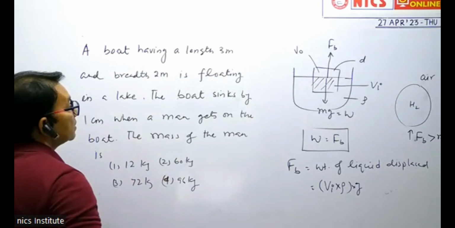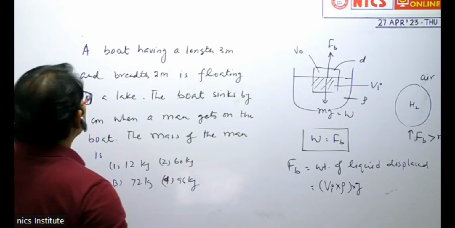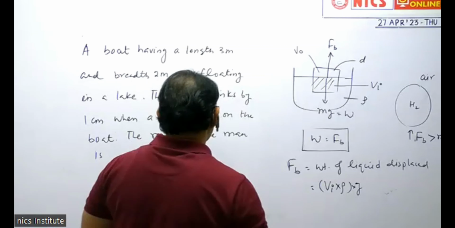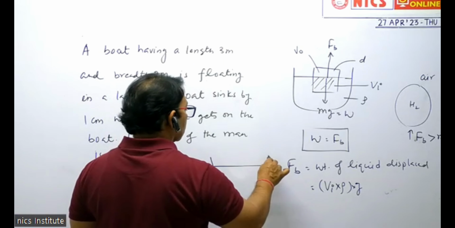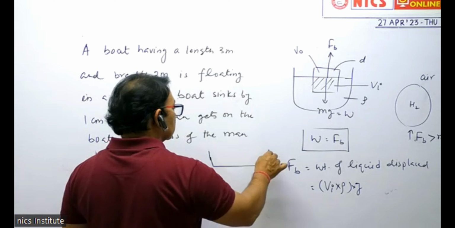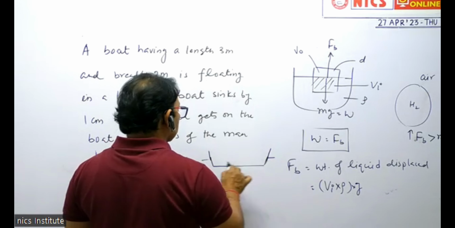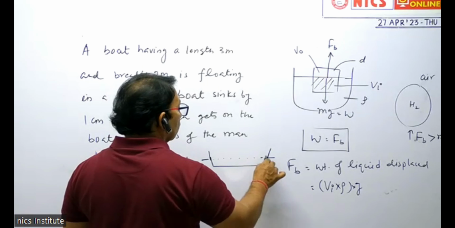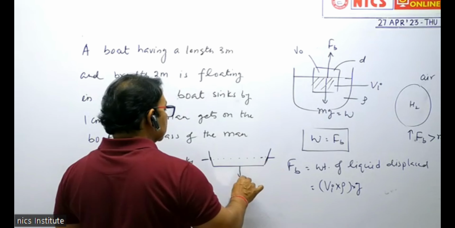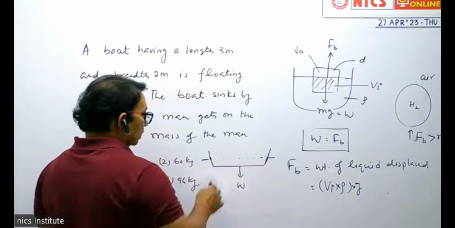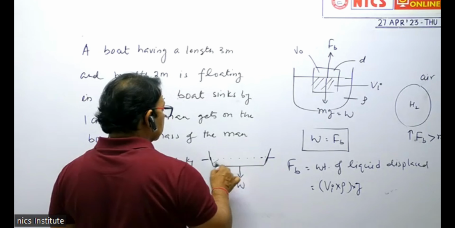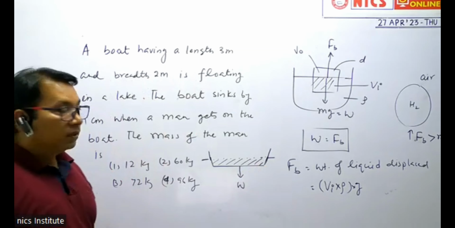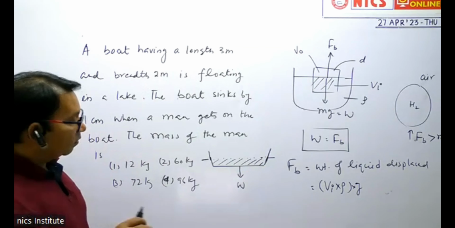Now here, a boat having a length of 3 meters and a breadth of 2 meters is floating on a lake. So you can take the boat like this. Whatever liquid is displaced at the moment, say this is the amount of water displaced, should be balancing the weight of the boat. So this much water displaced by the boat is basically balancing the weight of the boat.